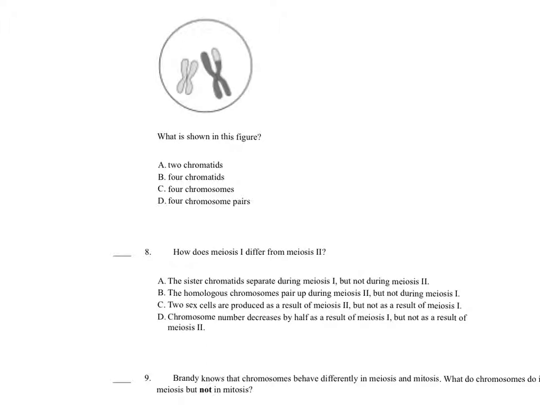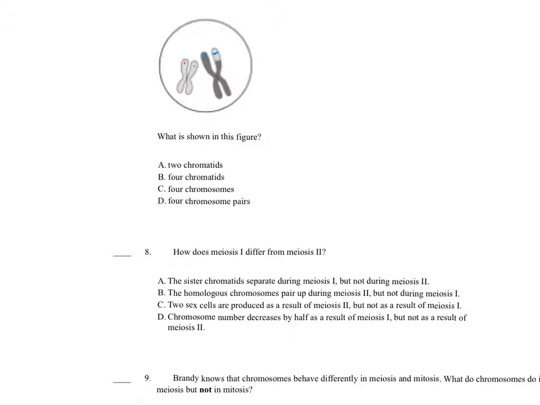B, 4 chromatids is correct. A chromatid is connected by a centromere. So there's one chromatid here, there's one here, and then you have a chromatid here and here. All right? So they're only showing 2 of the chromosomes, right? You're only showing chromosome 1 and 2 or whatever. So that's all you see.